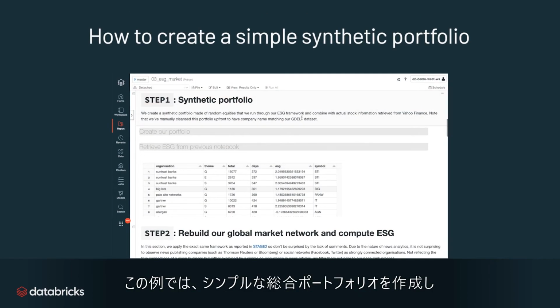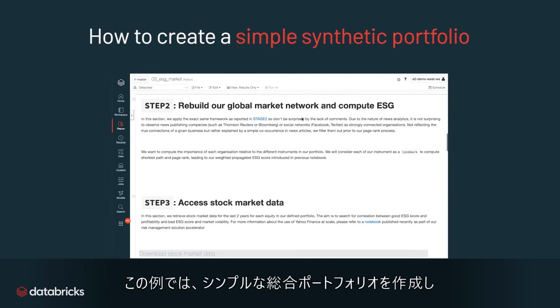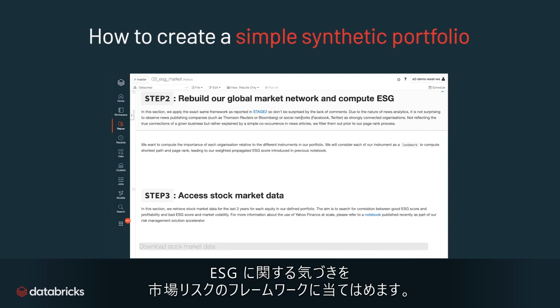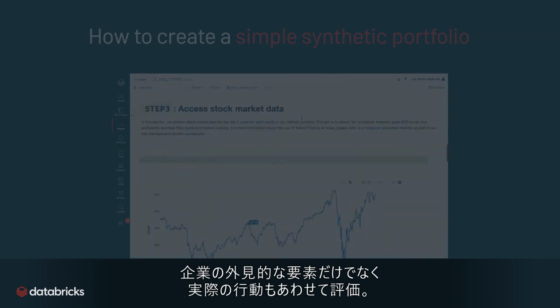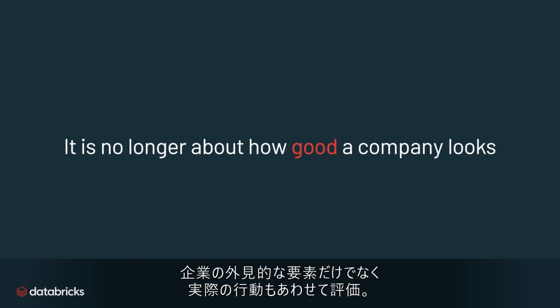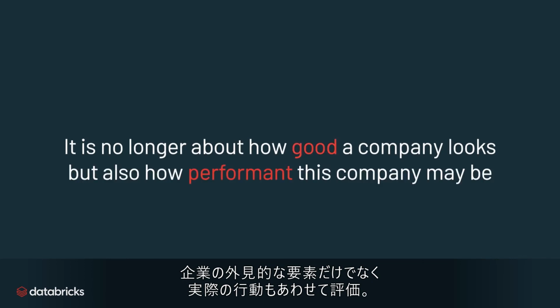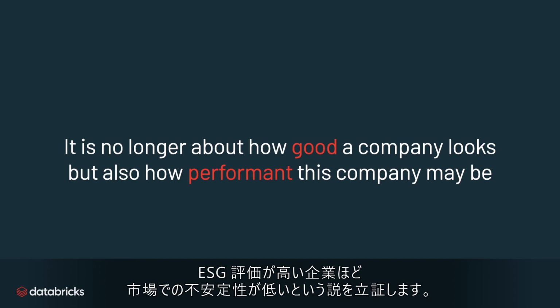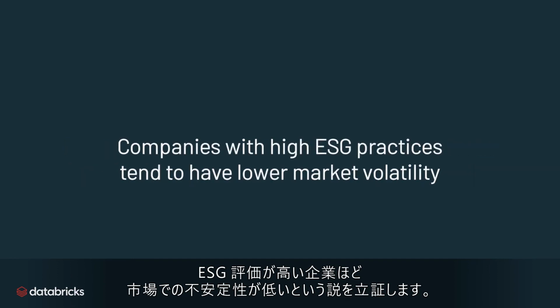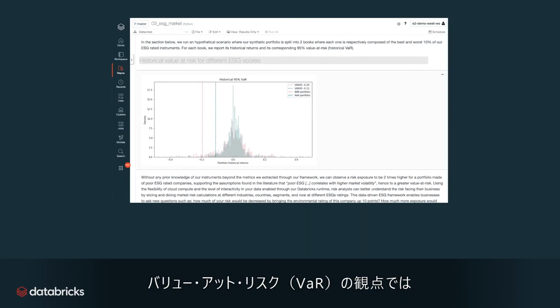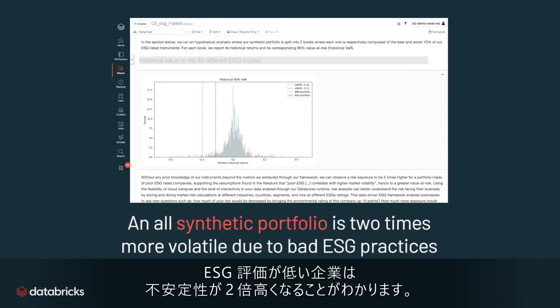In this example, we show you how to create a simple synthetic portfolio and tie those ESG insights within the market risk framework. It is no longer about how good a company looks, but also how performant this company may be, and confirm what we know from research and literature that shows that companies with high ESG practices tend to have lower market volatility. We show in the context of value at risk that an all-synthetic portfolio is 2 times more volatile due to bad ESG practices.